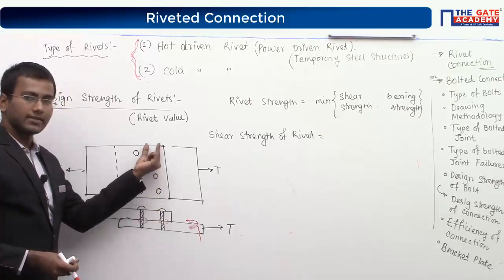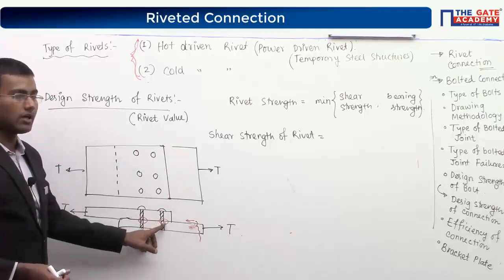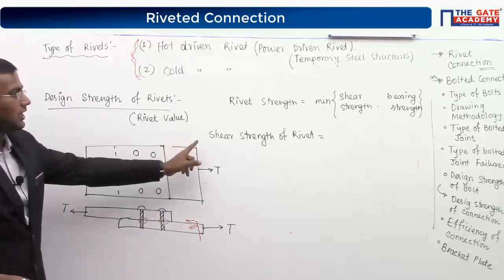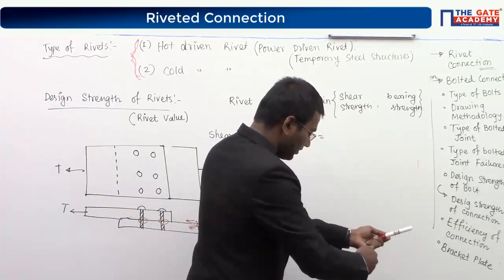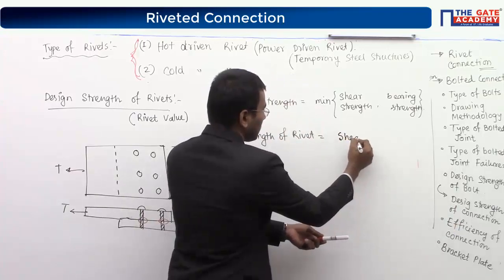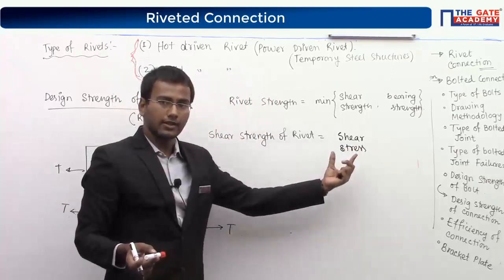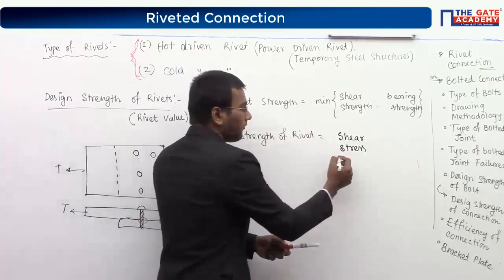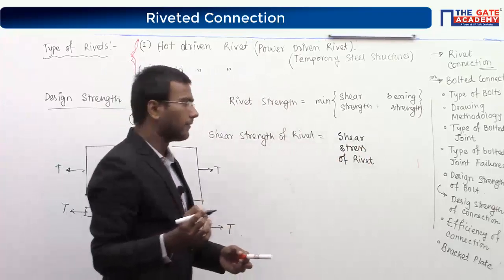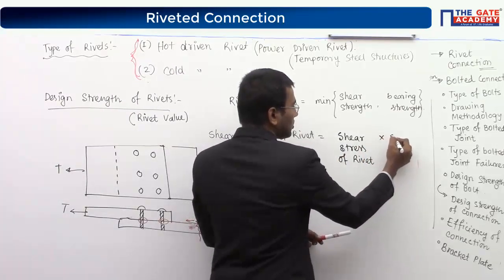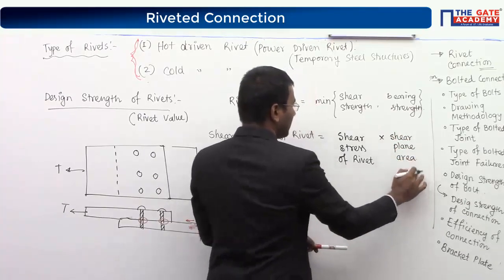1, 2, 3 rivets in a single line, so there will be 3 shear planes in 3 different rivets. So this is nothing but shear plane. So what I will do here, shear strength of the rivet is nothing but shear stress. Sir, shear stress of what? You have written here shear stress. Shear stress of what? Shear stress of rivet, right? Shear stress of rivet multiplied your shear plane area. It is a very simple concept.